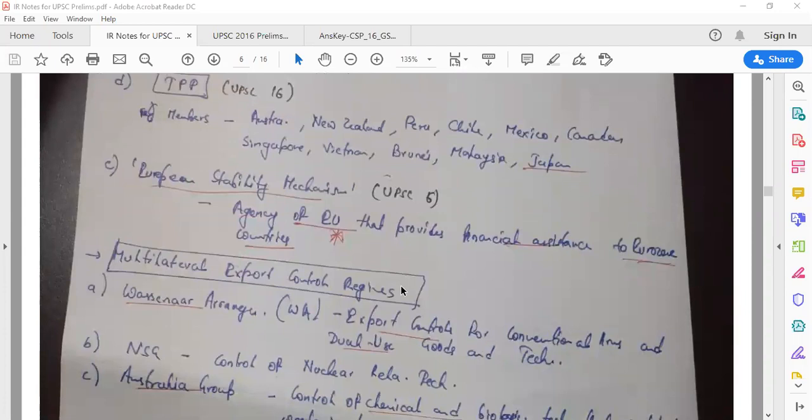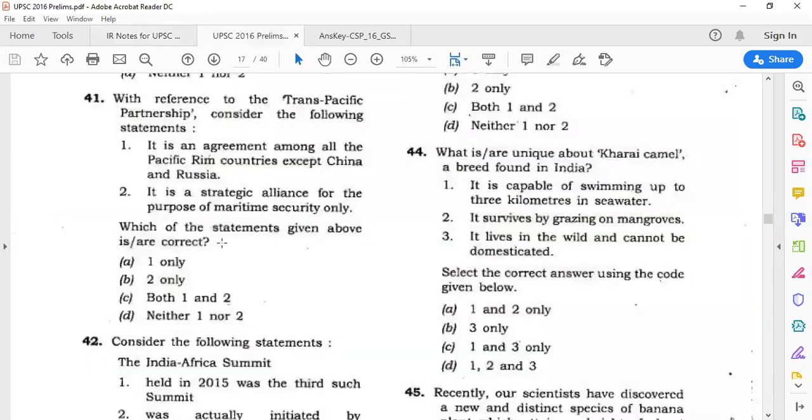So this is IR notes for UPSC Prelims. This is the second session of IR notes, right? And we have already done a lot of things in the first session, so we'll continue that. So here we'll talk about certain UPSC PYQs and everything. So in 2016, UPSC asked this particular question related to Trans-Pacific Partnership.